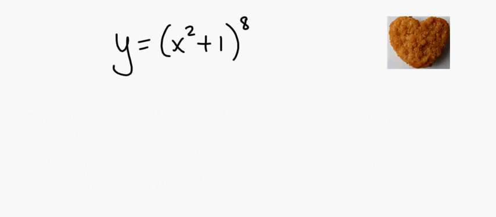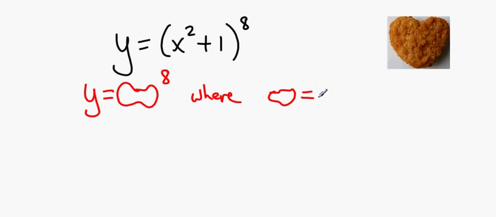So back to our situation. Can we treat this as if it were y equals chicken nugget to the 8th power? Well, sure. If we're decomposing, we would say that y is, mathematicians find it hard to draw chicken nuggets. I'll try. Chicken nugget to the 8th power, where chicken nugget is x squared plus 1. Now, mathematicians don't generally write chicken nugget. They generally write u. So, well, maybe we'll try that. y is u to the 8th, where u is x squared plus 1.